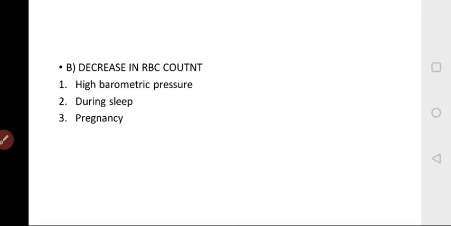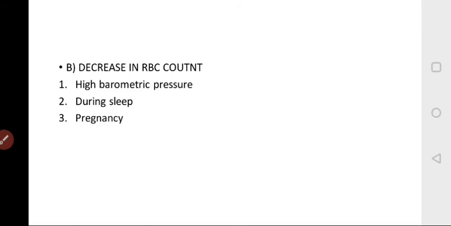Now we will see the conditions where there is decrease in RBC count. Decrease in RBC count occurs in the following conditions. Number 1, high barometric pressure. At high barometric pressure, as in the deep sea, when oxygen tension of the blood is higher, the RBC count decreases. Then during sleep, RBC count decreases slightly during sleep and immediately after getting up from the sleep.